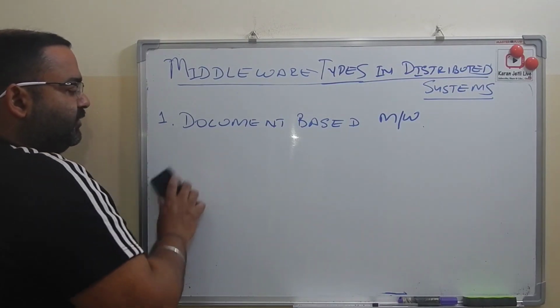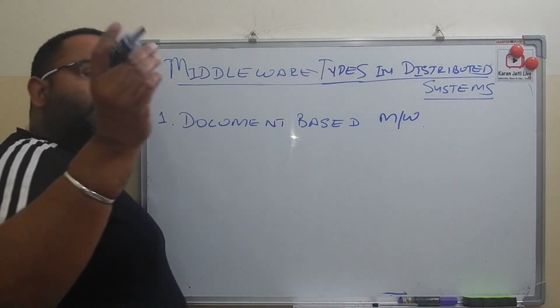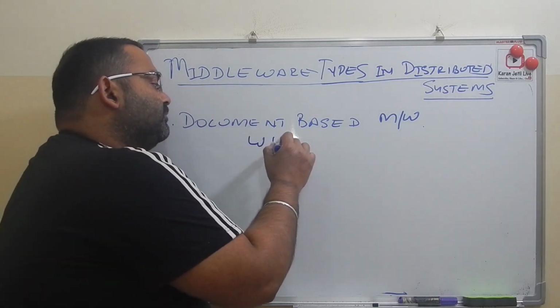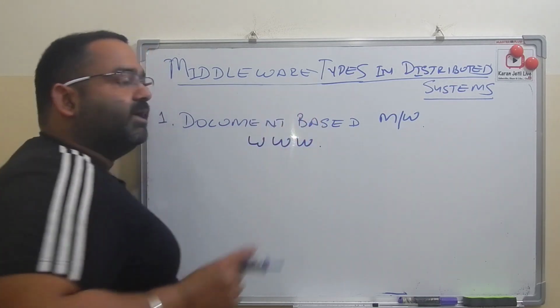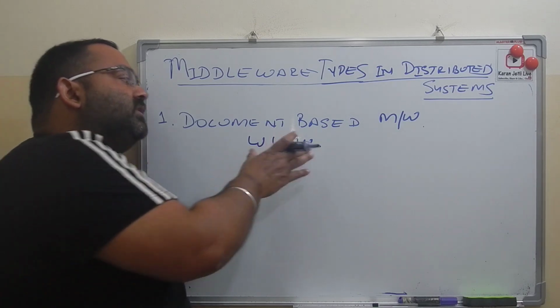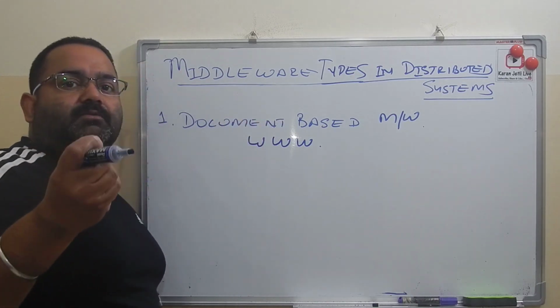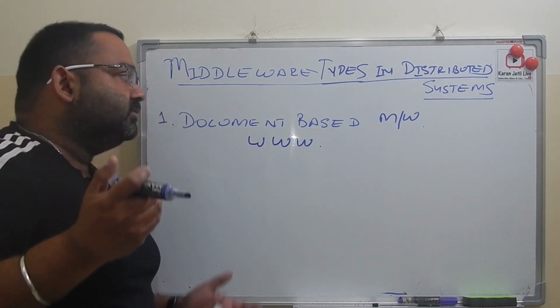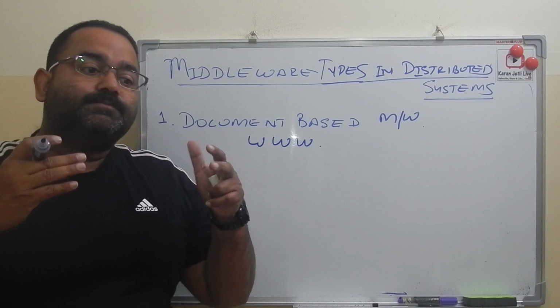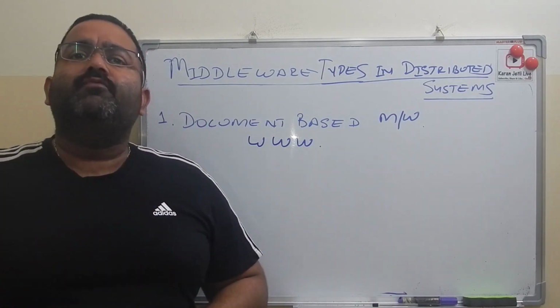Okay, so guys, before I explain document based middleware, the example of document based middleware is www, that is World Wide Web. So why I gave the example first, because with the example only you can have an idea. So what is a document based middleware? Document based middleware is the middleware which runs a huge collection of web documents or web pages.